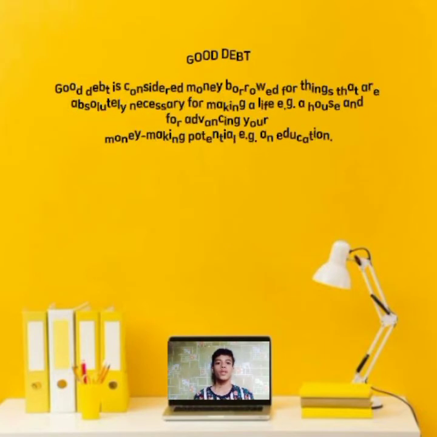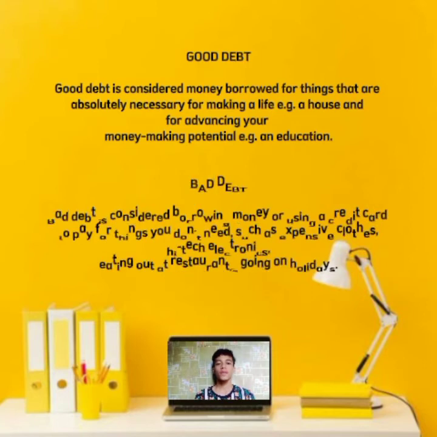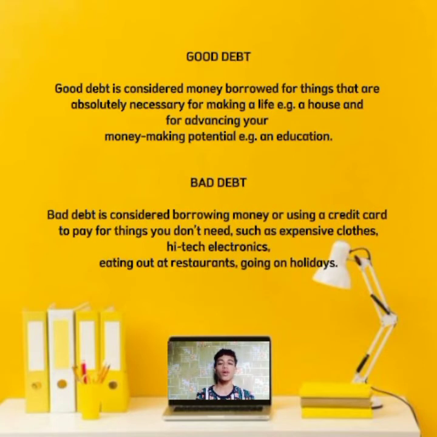So good debt is considered money borrowed for things that are absolutely necessary for making a life. Example, a house, and for advancing your money-making potential. Examples include education. While bad debt is considered borrowing money or using a credit card to pay for things you don't need, such as expensive clothes, high-tech electronics, eating out at restaurants, going on holidays, and etc. So it is indeed clear to us what is the difference between good debt and bad debt.